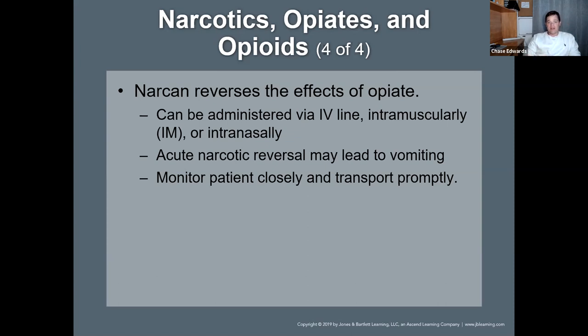Some EMS systems allow AEMTs to administer Narcan by the intranasal route.